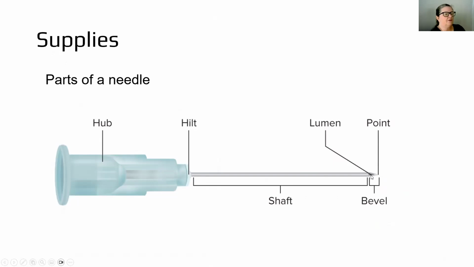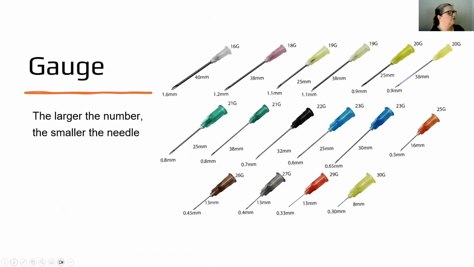Then you have the hollowed out area, which is called the lumen. But then at the very tip here, right before the point, where you can actually see into the lumen, is called the bevel. The bevel is important to know because every injection you give, every type of thing you do with a needle, the bevel always needs to be pointing towards the ceiling. So always bevel up. Okay.